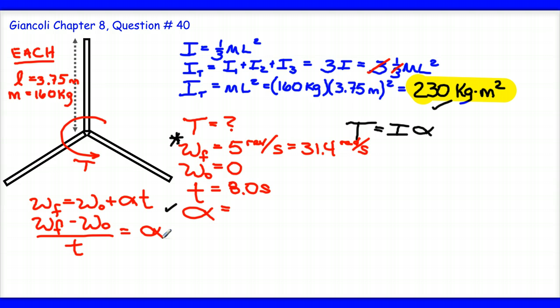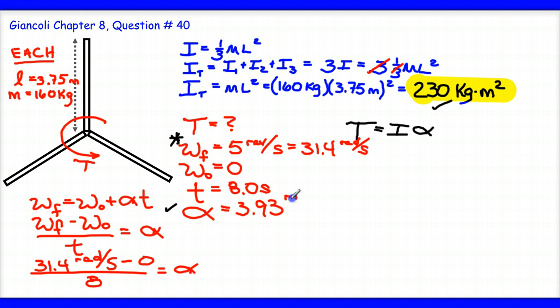And now I'm going to get 31.4 radians per second minus 0 divided by my 8 seconds is equal to the angular acceleration in the system. And I get 3.93 radians per second squared when I run that through my calculator. And now I'm ready to proceed with this last piece, which I'll do over here, of solving for the torque necessary to be applied to the rotors.